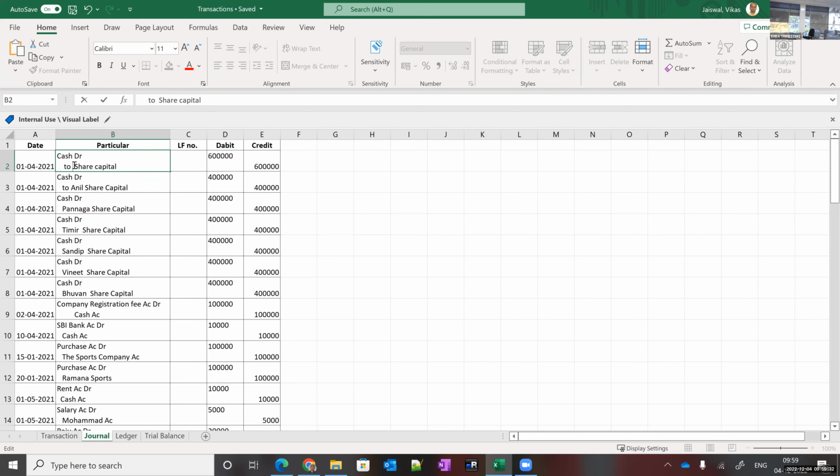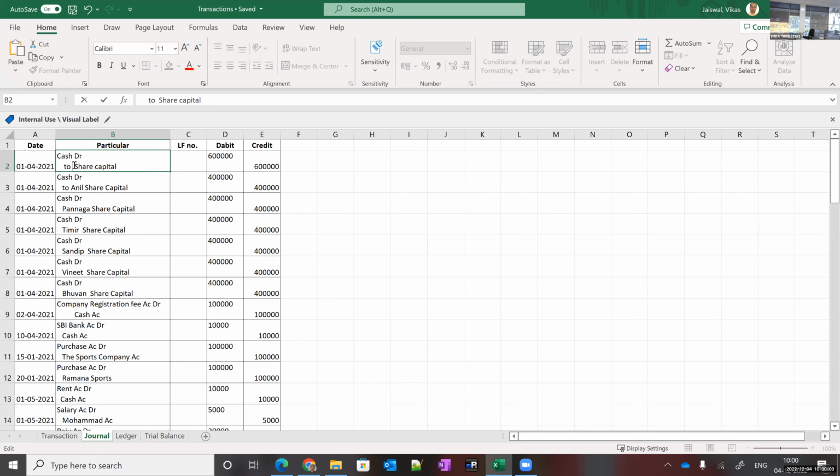Suppose Vikash is investing 6 lakh rupees. Suppose one share is equal to 10 rupees. How many shares has Vikash taken from this company? 60,000. 10 rupees one share. So the shares you have taken, what number to what number? 00001 to 60,000. That you can record in the share register book.